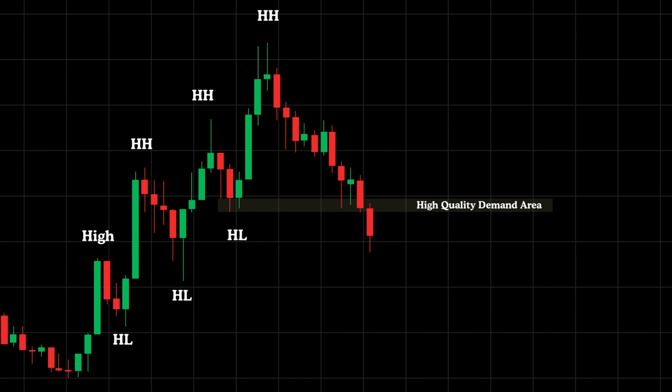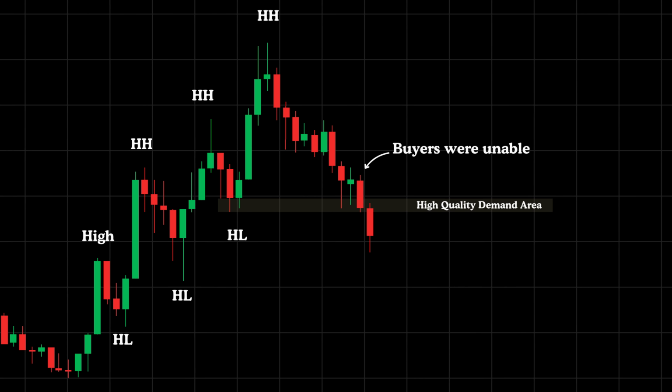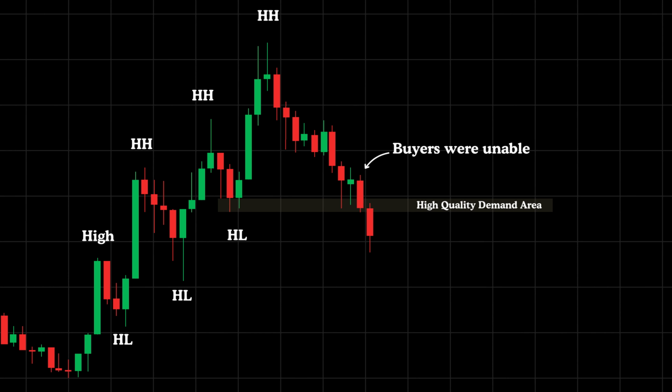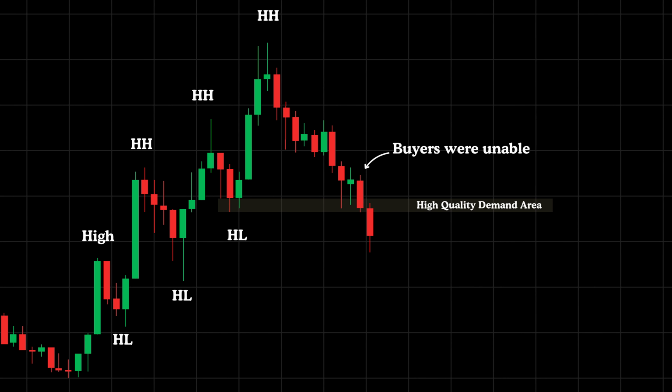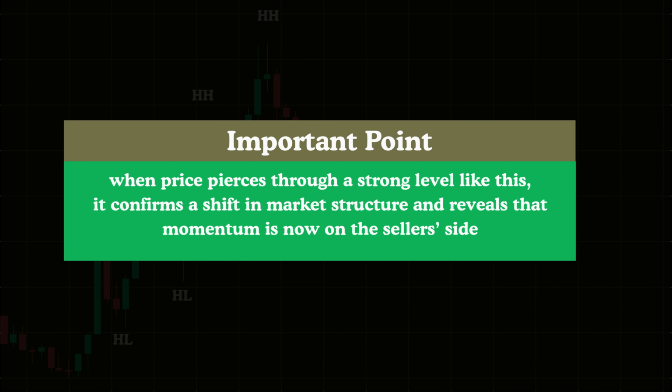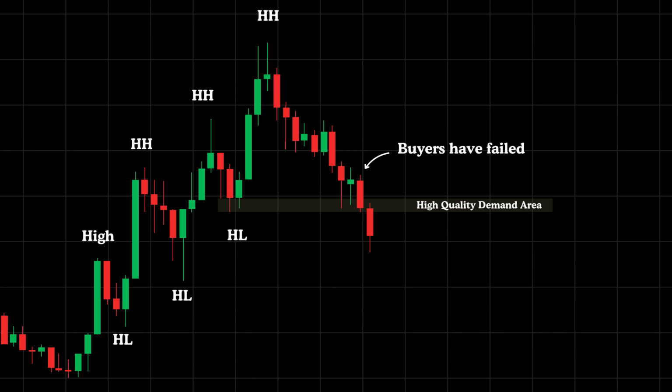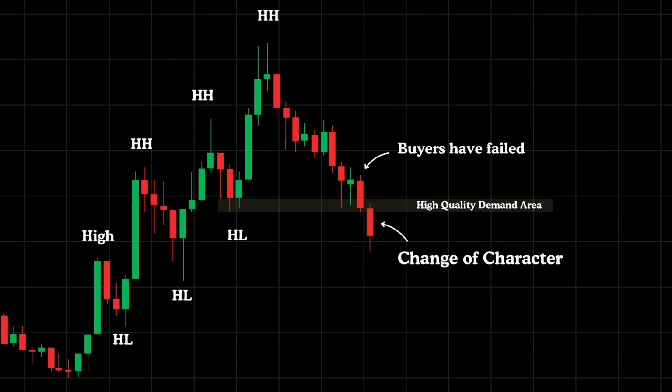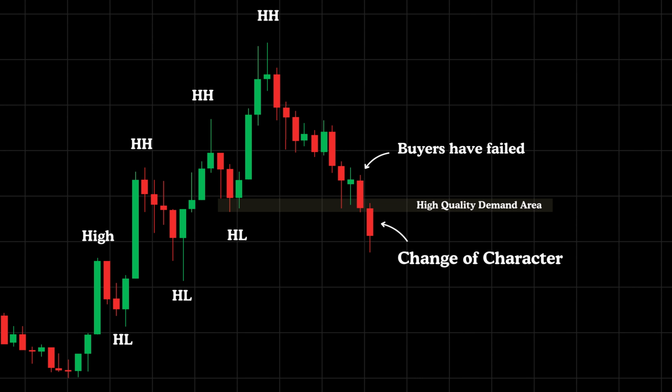That would suggest that buyers were unable to defend the level, and sellers have gained control. It's a clear indication that the previous upward trend has ended and that a possible trend reversal is taking shape. So when price pierces through a strong level like this, it confirms a shift in market structure and reveals that momentum is now on the seller's side. This situation is known as a change of character, which signals a shift in market sentiment.